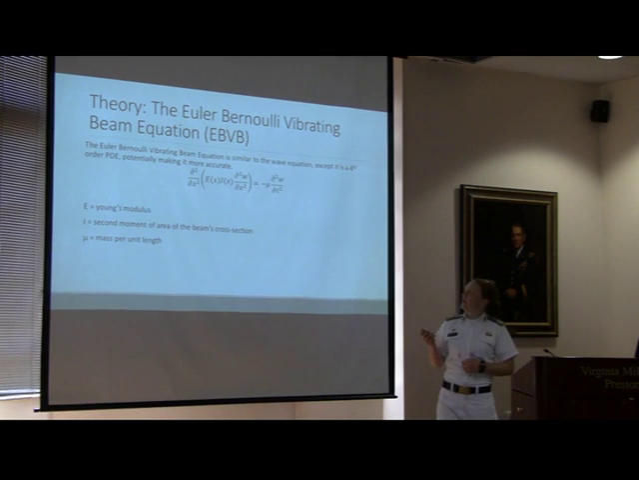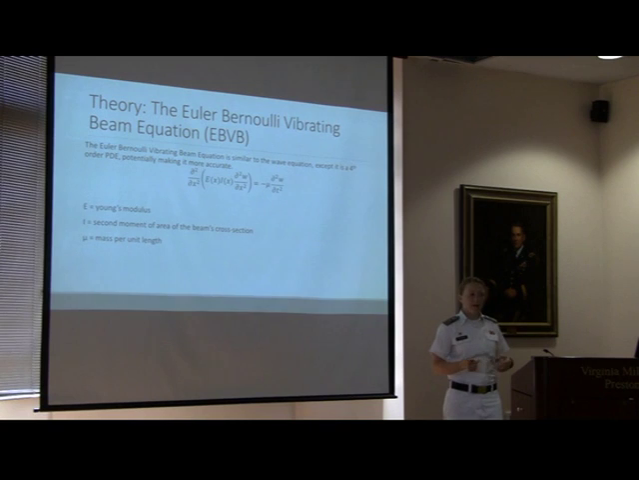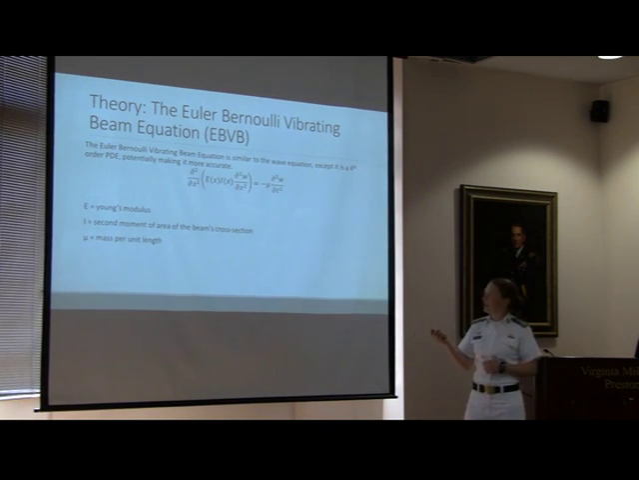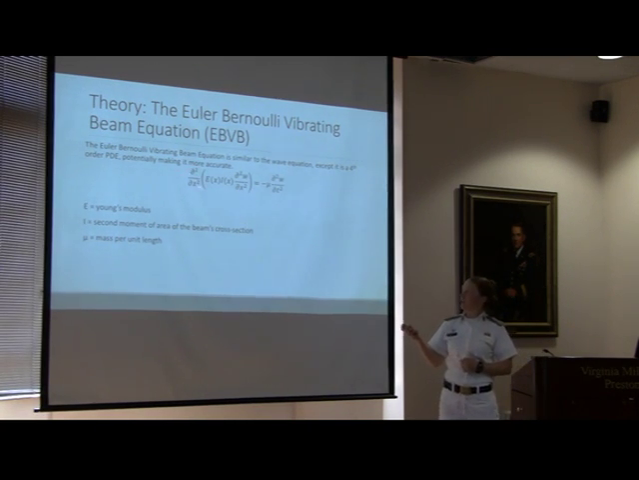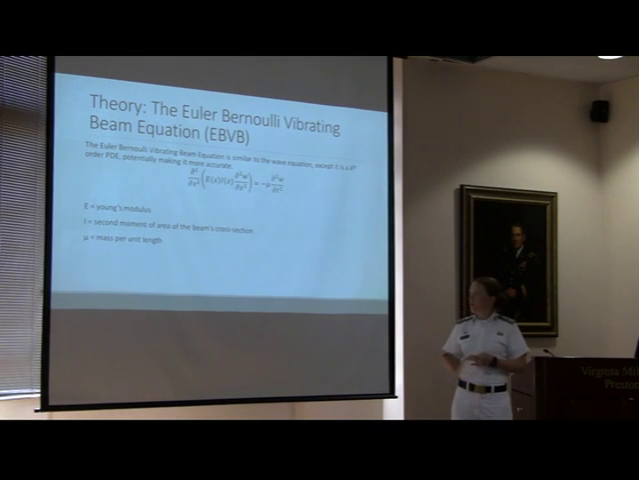Okay, so then the other model we're looking at is the Euler-Bernoulli vibrating beam equation. And this is a slightly more complicated one because we're looking at a fourth order partial. This is even a slightly simplified version of the model. It can be expanded out to include a lot more parameters on the beam, but here we're looking at the Young's modulus again, the second moment of area of the beam's cross-section, and then we've got our mass per unit length again.